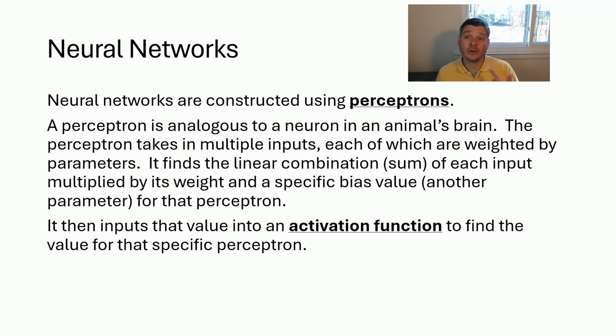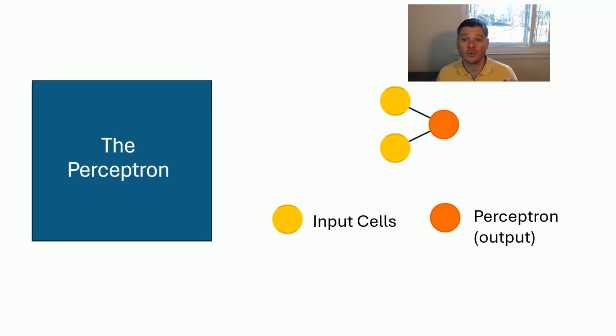Now remember, neural networks are constructed using individual parts called perceptrons, which are supposed to be analogous to the neurons in animal brains. And the perceptron takes in multiple inputs, each of which get weighted. It finds the linear combination or the sum of each of its inputs multiplied by its weights. We add a specific bias for that perceptron, and then we input everything into an activation function for that specific perceptron. So remember, if I have it set up like this, my perceptron here, my output here is the orange. I'm inputting just 2, so this is about as simple of a model as we can possibly begin with.